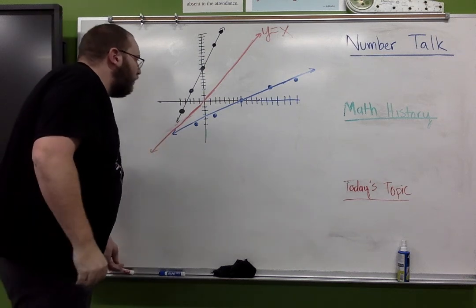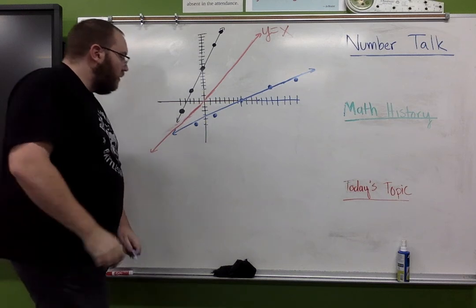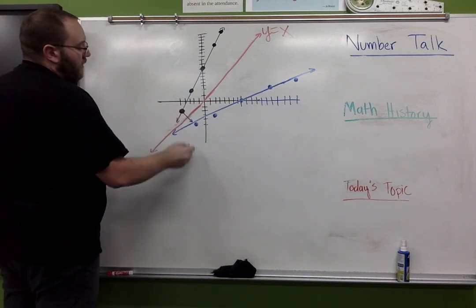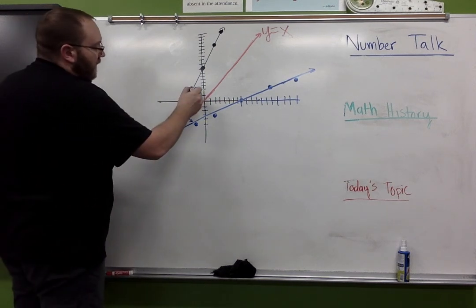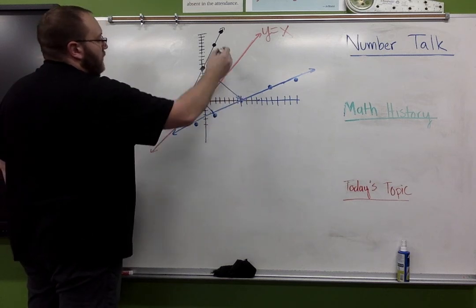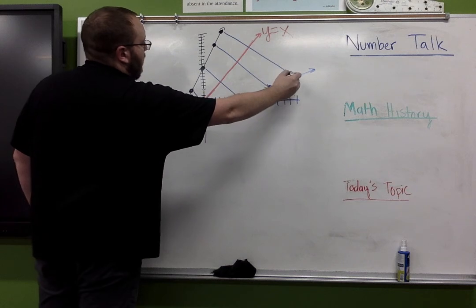We're going to see if these points are actually inverses of each other. Well, notice, this point reflected straight across the y equals x to that point. This point reflected straight across. This point reflected straight across. This one reflected straight across. This one reflected straight across.